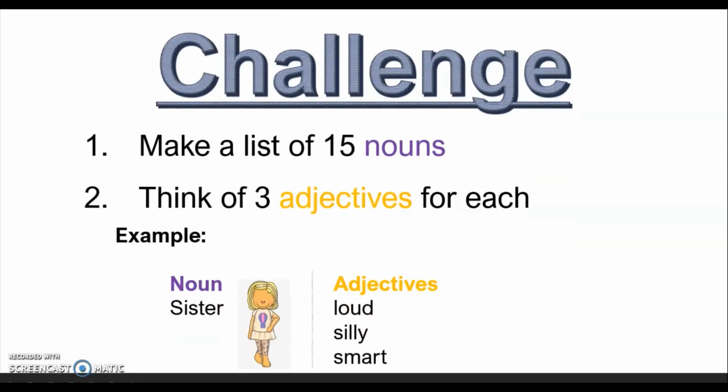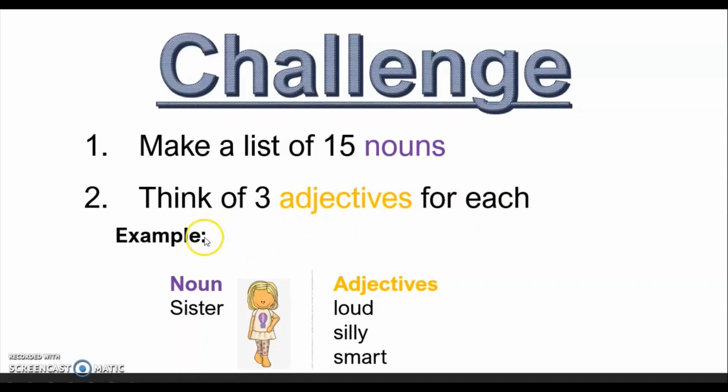All right, so here's your challenge for today. So first, you're going to make a list of 15 nouns. So remember, nouns are people, places, animals, or things. And then second, you're going to think of 3 adjectives for each.